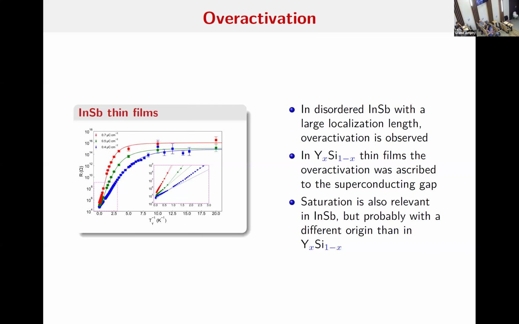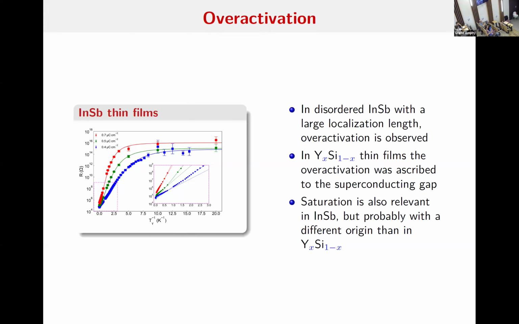So maybe this is also an indication of why experiments that seem very similar are in fact very different. But the funny thing again is that in this case, even if the material and the mechanisms are very different, you still have activated behavior. So I think that's something that needs clarification. Why in such different materials do you always find activated behavior?